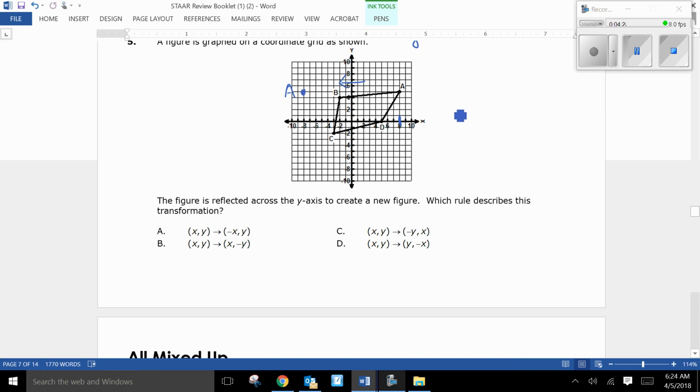So I had 8 and 5, and now I have -8 and 5. So what happened? Well, I had X and Y. X became opposite and Y stayed the same. So A.